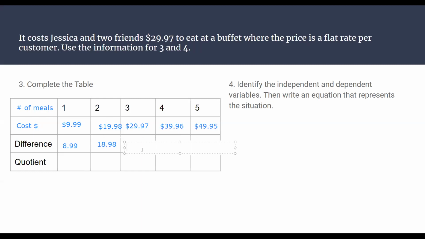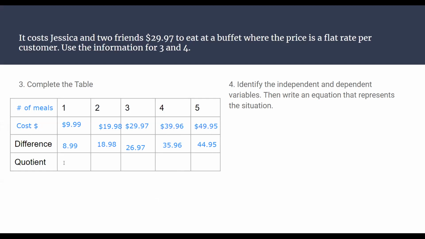$29.97 minus 3 would be $26.97. Then I would have $35.96, and then $49.95 minus 5 would be $44.95. Then for quotient, you are ignoring the difference row, and then you are finding the quotient.